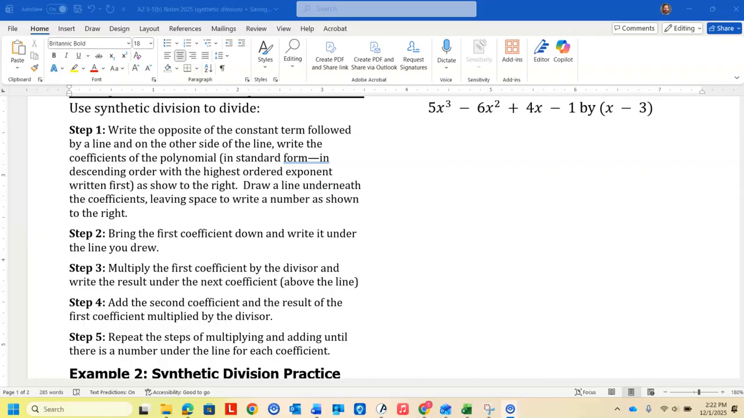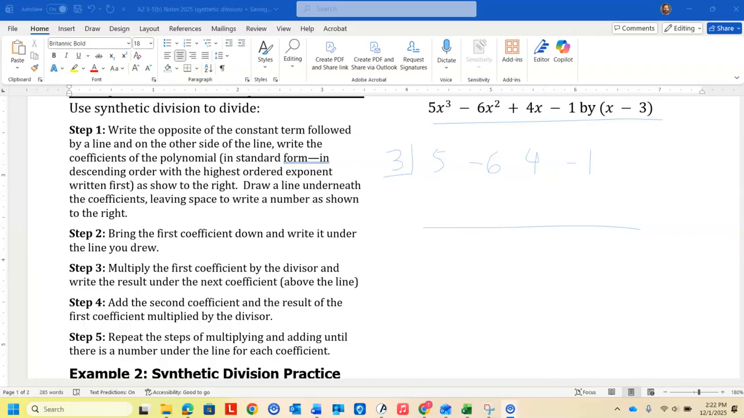But so anyway, on this one, if I wanted to divide this guy right here by, I'm going to put the root on the outside. So the root would be a 3, because x minus 3. So the 0 of that is 3. And then only put the coefficients down here. So I got 5, negative 6, 4, and negative 1. Draw a line. So now the second row of numbers, I don't know what they are yet. I have to find them.